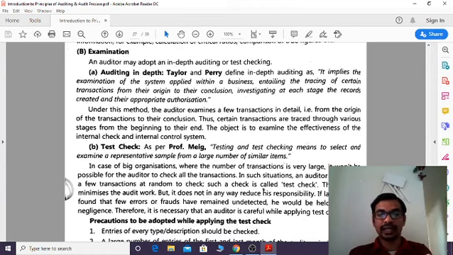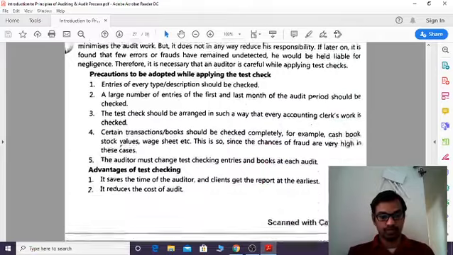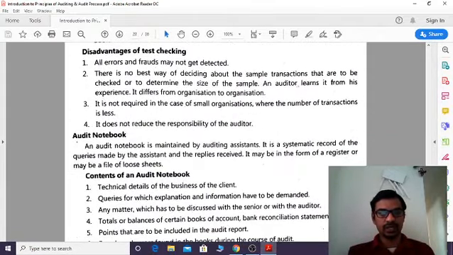Suppose there are 1,000 transactions related to sales, 1,000 transactions related to purchase. From those 1,000, the auditor verifies any 100 transactions on a sampling basis, and whatever the auditor has observed from those, the same observation is applied to the remaining transactions. That is called the test check. So these two methods the auditor has to follow for the examination of books of accounts. Understood? These are the two methods.